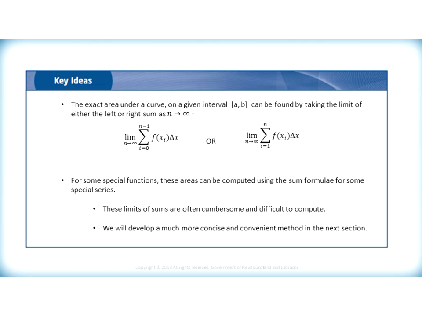Let's highlight some key ideas, and then we'll jump ship. So the key ideas here are not much to it. Remember, these were our formulas for Riemann sums, and if we want the exact value of the area, we just take the limit as n approaches infinity for both of those. And for some special functions, these areas can be computed using the sum formulae that we had. So the limits of sums are often cumbersome and difficult to compute. As we just saw, we will develop a much more concise and convenient method in the next section for finding exact areas.